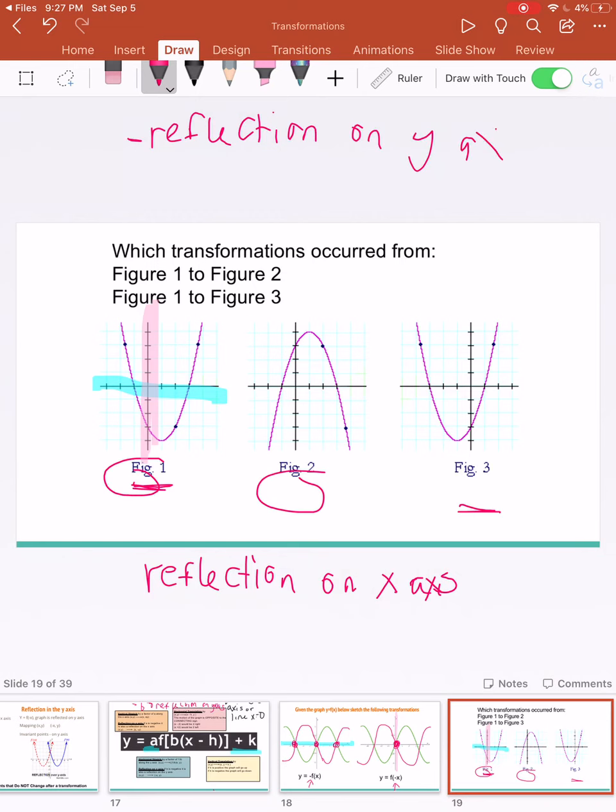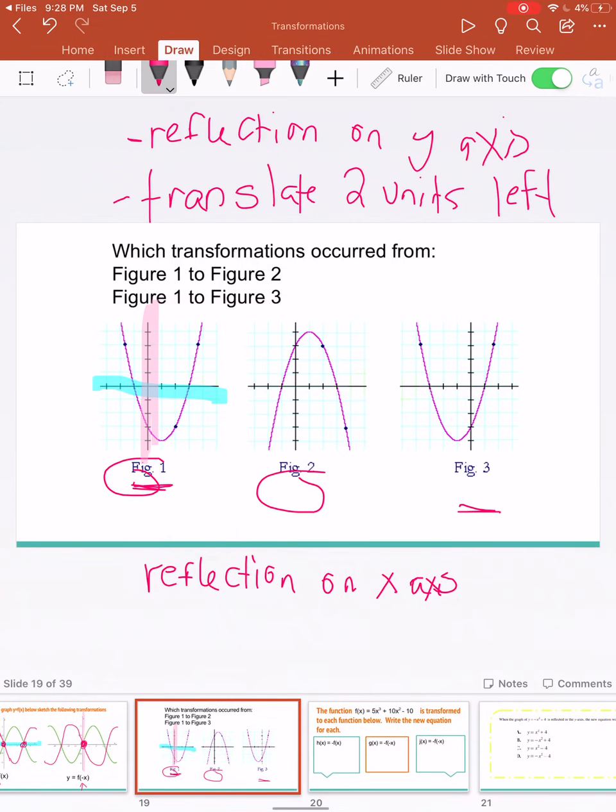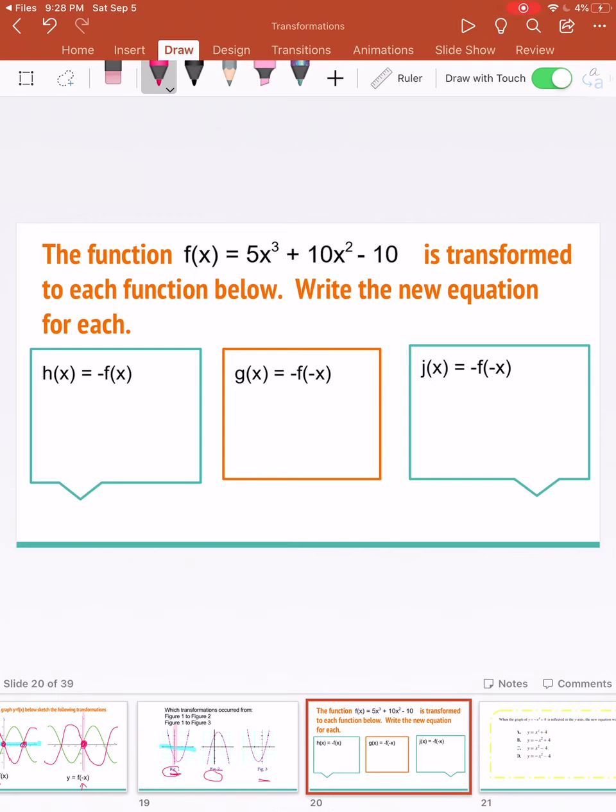Or you actually, in this particular graph, could say there's a translation and that the graph simply translated 2 units to the left. So on a test, both of those answers would be acceptable. Okay, so now we're going to look at a little bit of algebra.